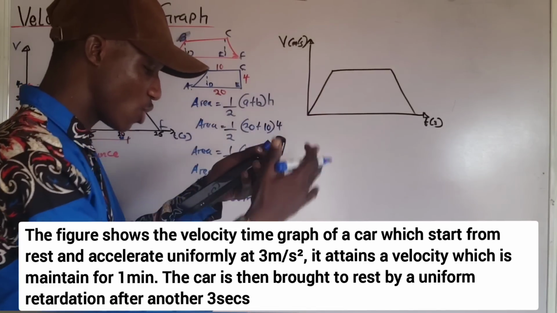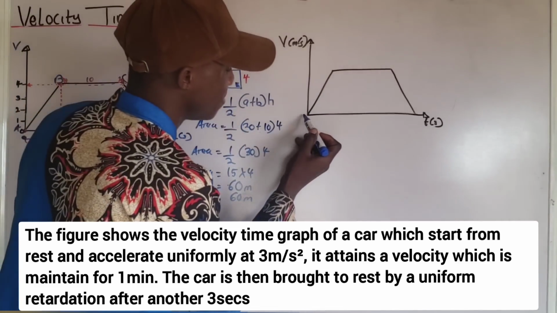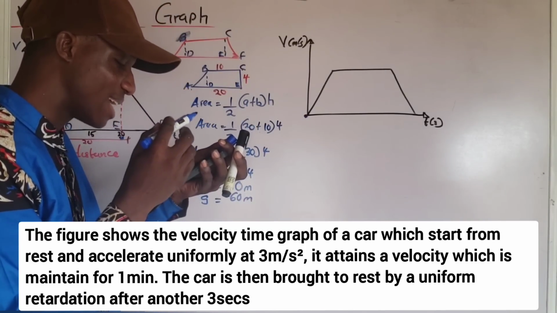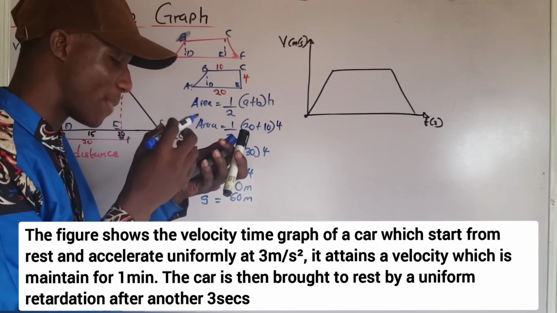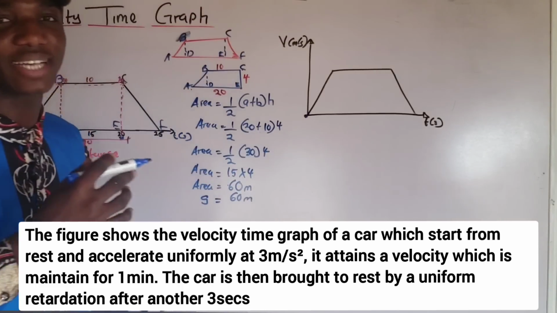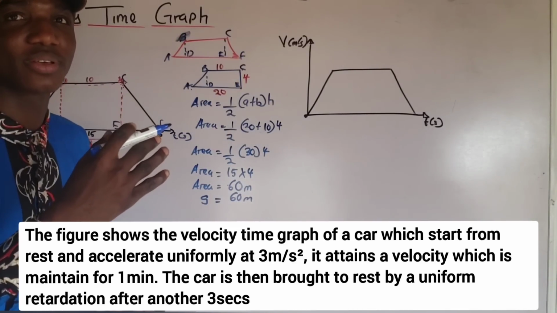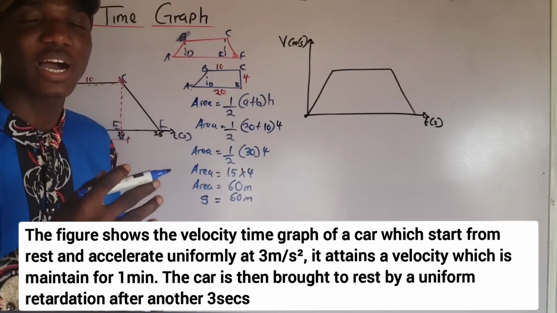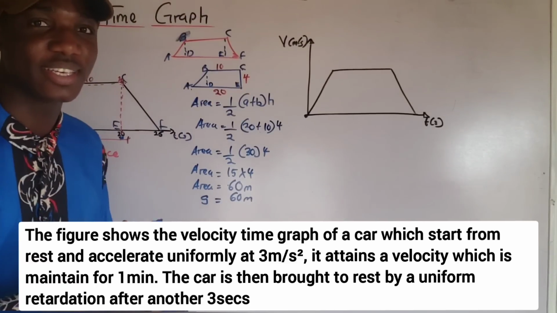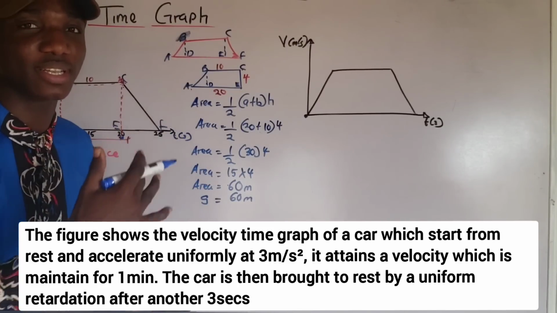This figure shows the velocity time graph of a car which starts from rest. From rest simply means it starts from this point and it accelerates uniformly at the rate of 3 meters per second squared for 5 seconds. So, when a car accelerates, the velocity increases. Acceleration tells us how fast the velocity of an object is changing. So, when a car accelerates, its velocity changes from 0 to a significant velocity.